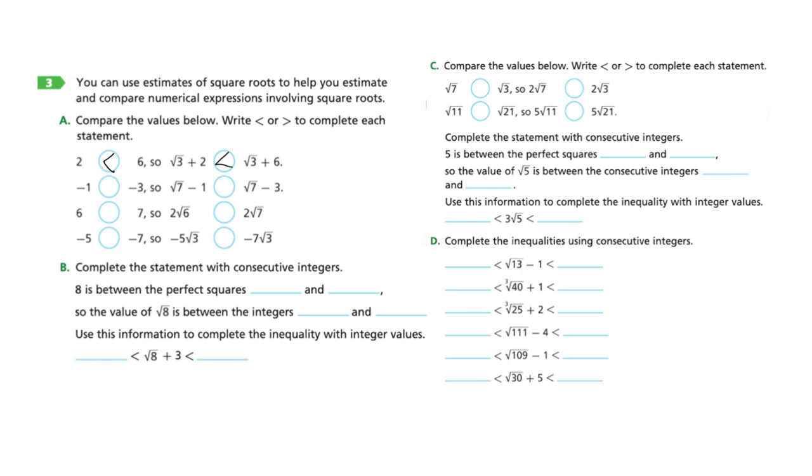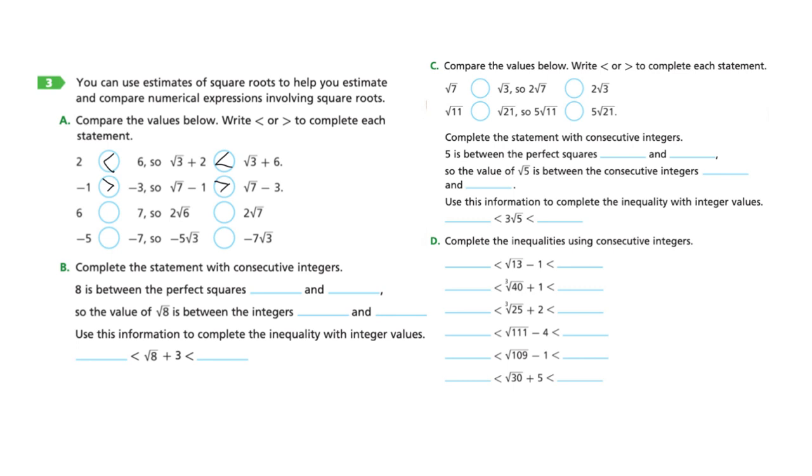So if we look at -1 and -3, we know that -1 is greater than -3. So then we know that if we have the square root of 7 minus 1, that will also be greater than the square root of 7 minus 3. So you can finish those on your own.